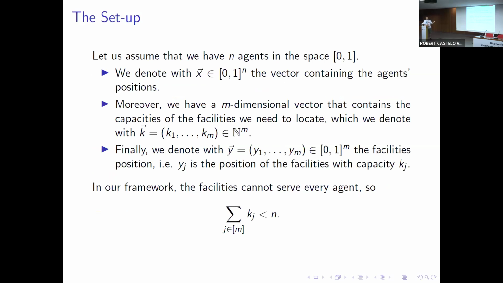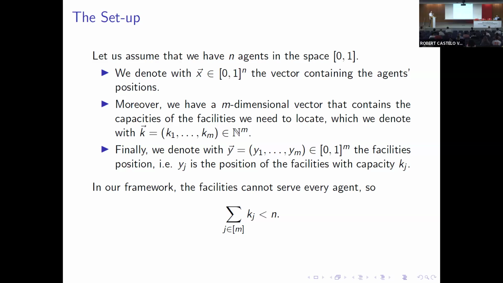Mathematically speaking, what you have is a set of positions, which is a vector x whose entries are between 0 and 1. So x is an n-dimensional vector that describes where the agents are located. Then we have an m-dimensional vector that contains the different capacities of the facilities, so that you have k1, k2, k3, k4, up to km, integer numbers. And we have a vector y, y1, y2, up to ym, which contains the positions of the facilities, where we are going to open them. So y1 is the position at which the facility with capacity k1 is opened, and so on for all the other indexes.